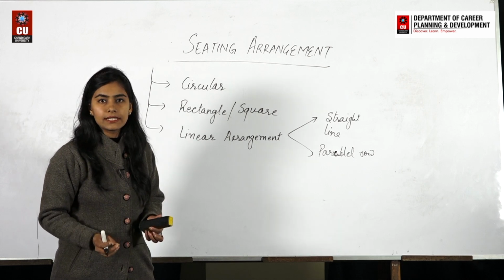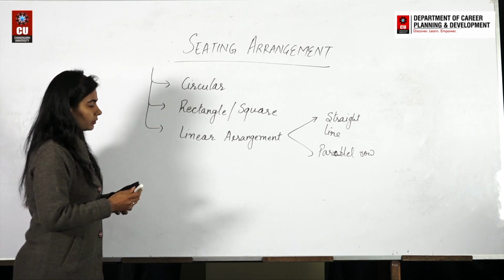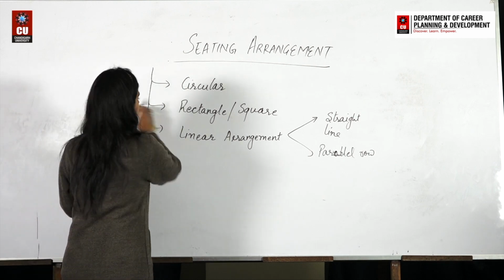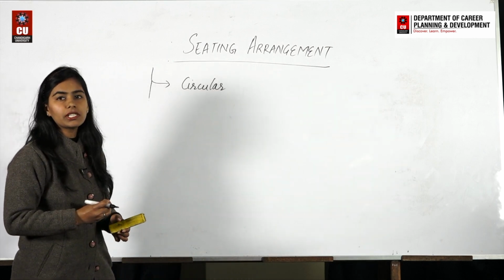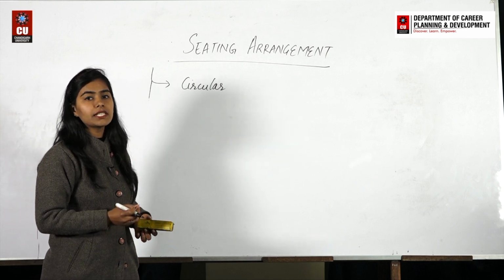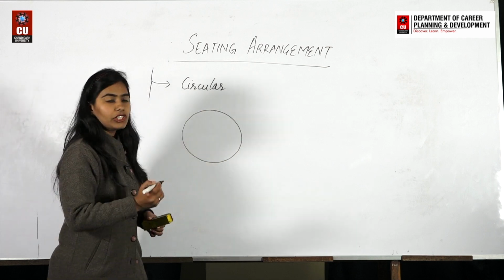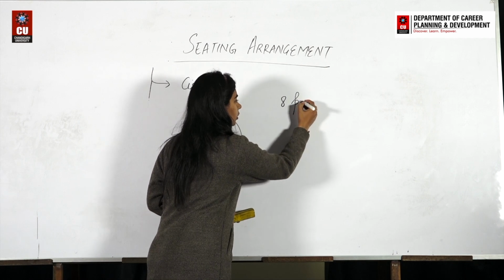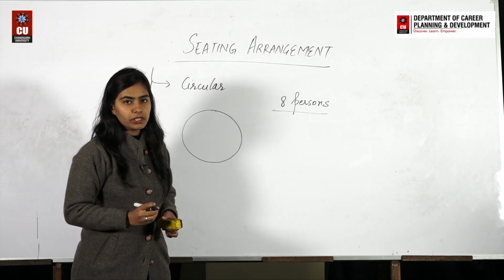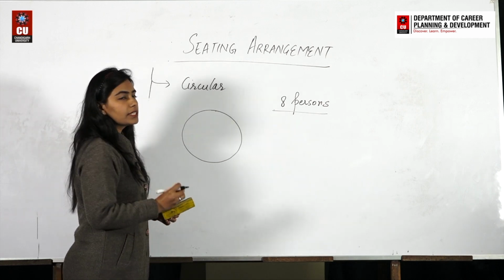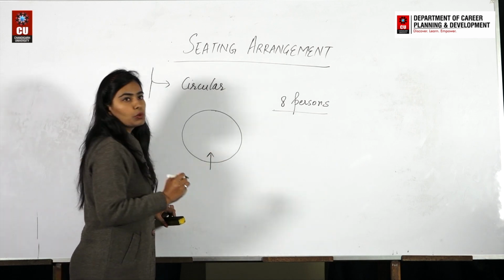First of all, we will discuss the circular arrangement. In circular arrangement, we will firstly draw the circle. Generally the question comes to arrange 8 persons in a circular table. First of all, we will draw a circle and arrange the 8 persons on a circular table. While arranging the 8 persons, we will have to follow some rules. First rule is they are all opposite to each other.